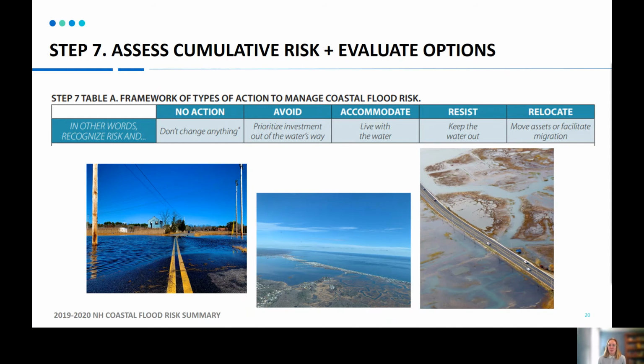Jo Sias is going to walk us through some possible alternatives for these sites. But before I hand it off to her, I'll highlight step 7, table A, which depicts types of adaptation actions that really should be considered in a robust alternatives analysis. They range from taking no action to avoiding flood impacts in the first place, which is most relevant for siting new projects, accommodating the water or living with the water, resisting the water or keeping the water out, and relocating or moving out of the water's way.